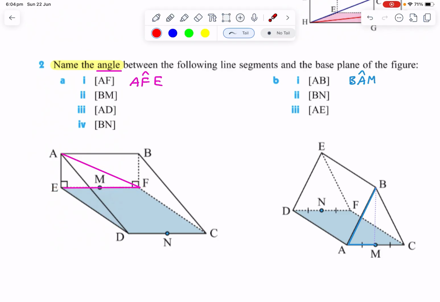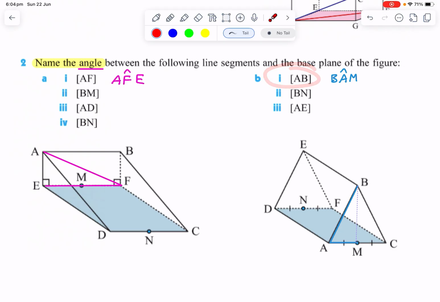Over here they're telling us AB inside this triangular prism. Here is AB, and AB with the vertex at A connects with this plane face here, and along the base, the line it projects is AM. So again, if it's hard to see, drop the vertical line down, make your right angled triangle, and then you'll easily see the angle that the line makes with the base.